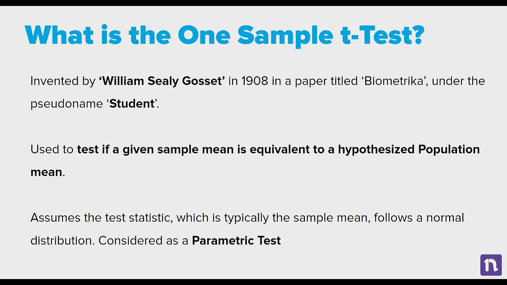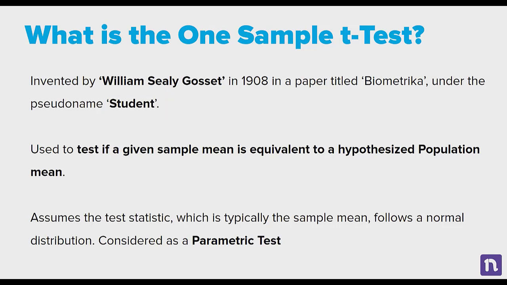So the one sample t-test was first invented by William Sealy Gosset in the year 1908, which means this test has been around for more than 100 years. And since he used the pseudonym Student when he published the test, it is also called the Student's one sample t-test.